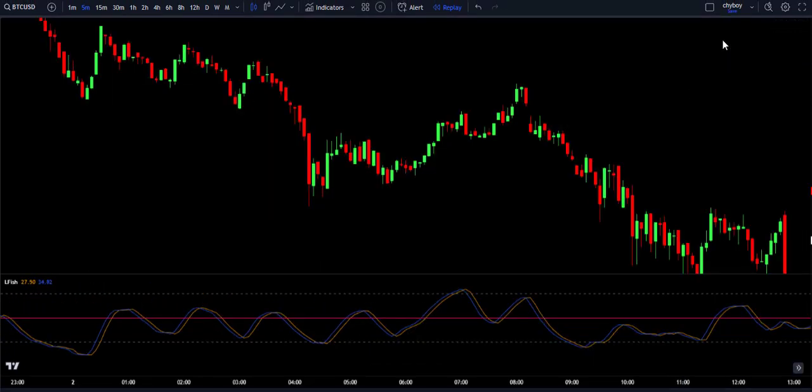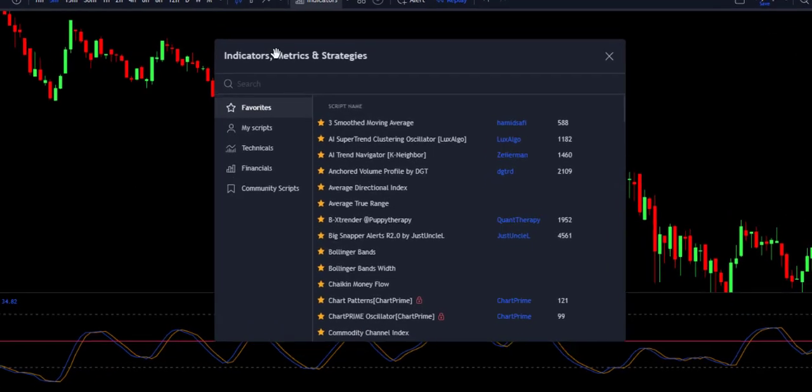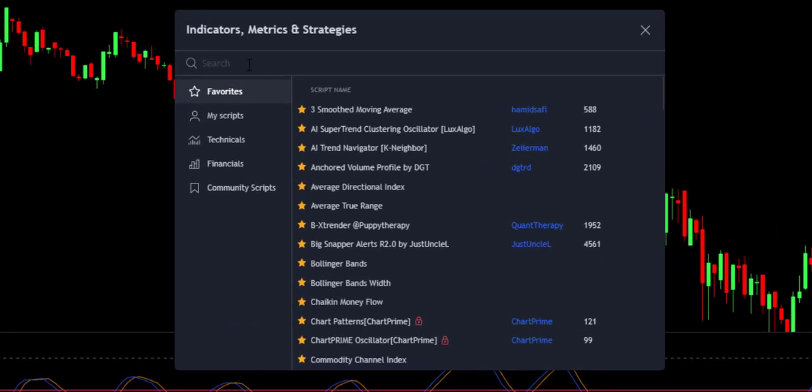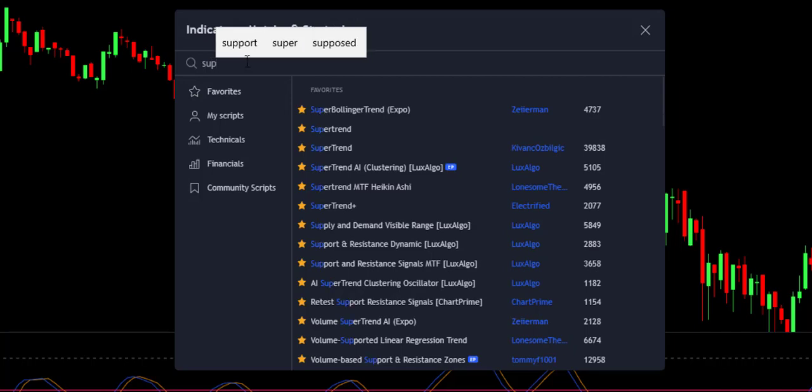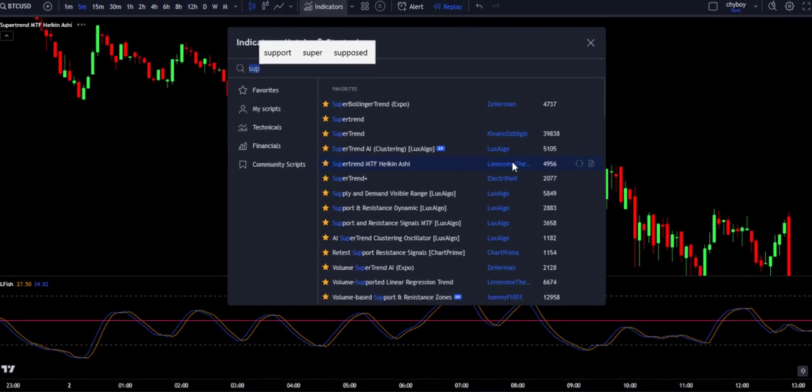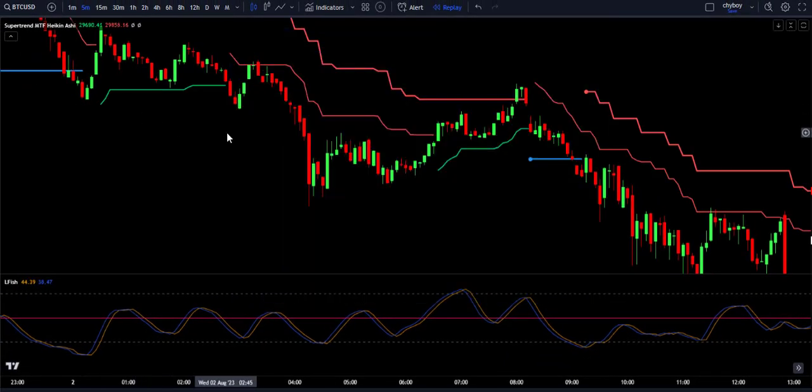You know that using only this indicator without any other confluence can provide a lot of false signals. And to add confluence, this is when we add another indicator that will help us identify trend. Then we navigate to the indicator search bar. There we are going to search for Supertrend MTF Heiken Ashi. Select the one created by Lonesome Blue. This indicator is used to identify the trend of the market.